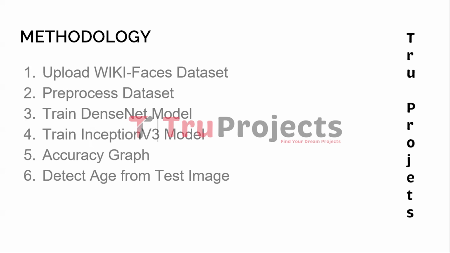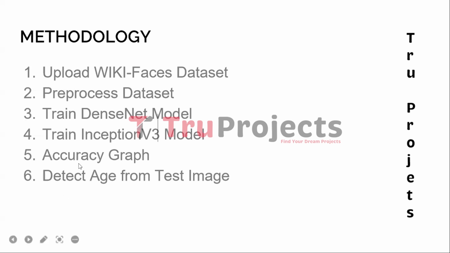And the fourth module is Train the Inception V3 model. Similar to module 3, this module focuses on training an Inception V3 model for age prediction. Inception V3 is also another CNN architecture known for its effectiveness in feature reduction. The module involves designing an Inception V3 object and training the model using the training subset of the dataset.